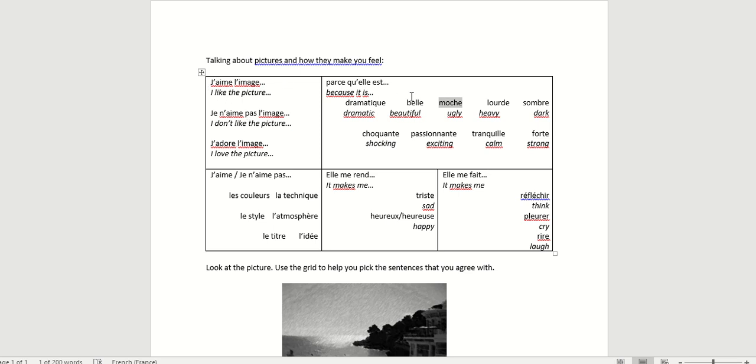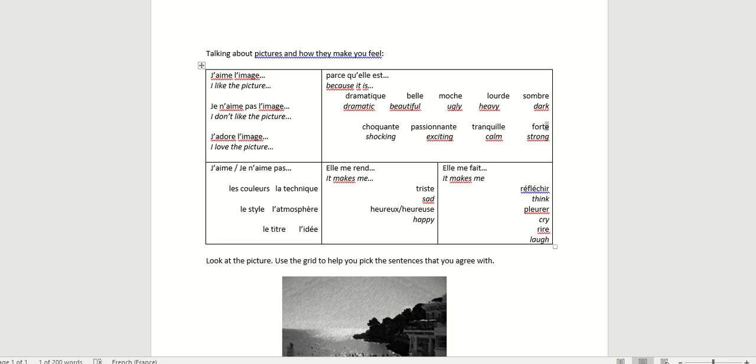Je n'aime pas l'image parce qu'elle est moche. Lourde, again, that's feminine with the extra E because it's elle, because it's image. Lourd is the word for heavy. I don't like the picture because it's quite heavy and lumpy. Sombre is dark. Choquante, passionnante, they're both feminine with an E. Passionnant, choquant, the picture. Tranquille for calm. Fort, or feminine, forte for strong. Yeah, I suppose it is quite strong contrast, things like that.